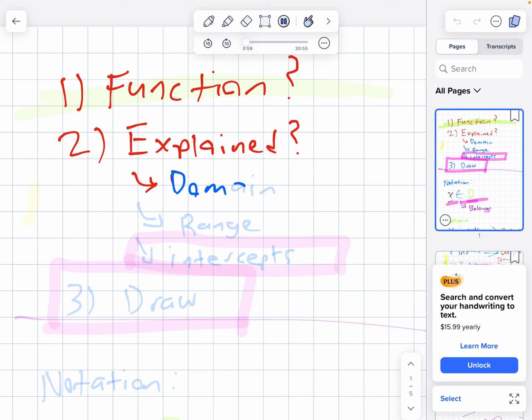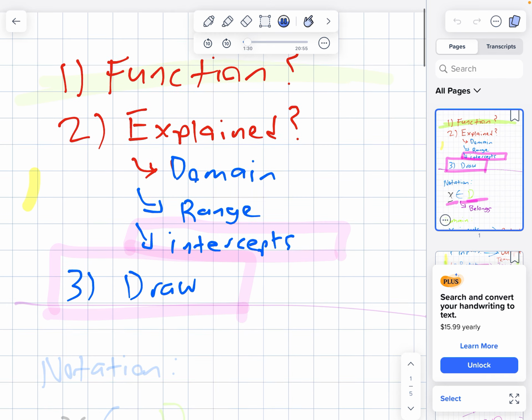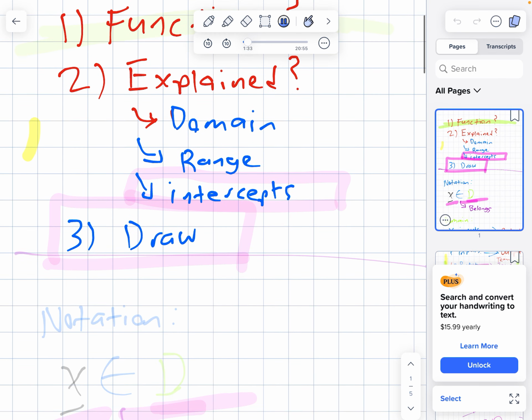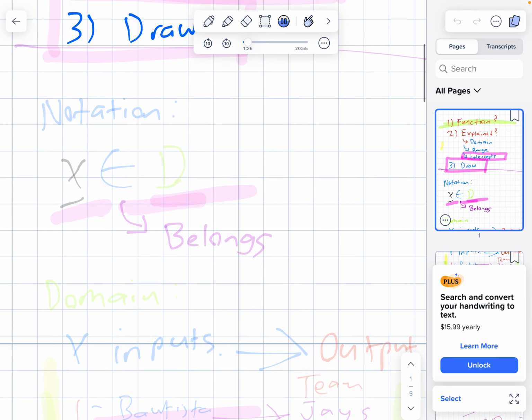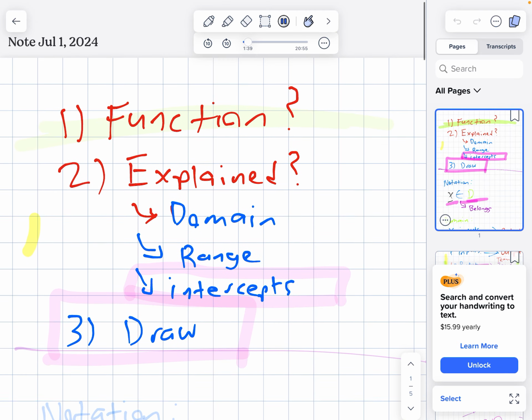domain, range, and intercepts. And thirdly, we must learn how to draw functions. In order to really get into differential calculus, which I'm sure most of you are here for, we really need to master these skills. So, let's begin.